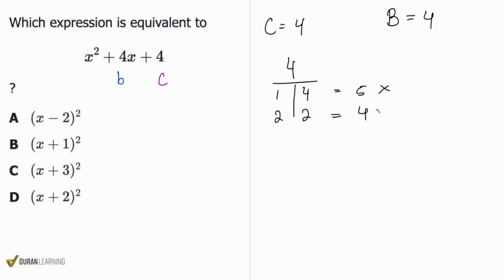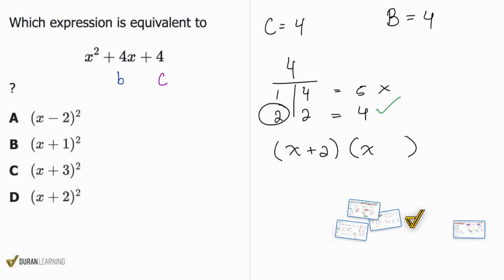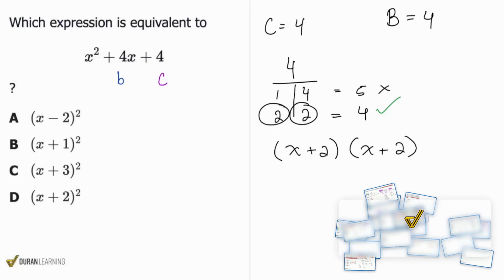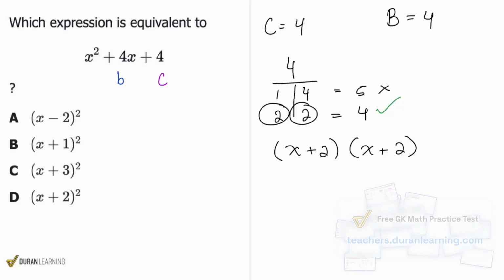And that will work. And so, boom, the solution to this problem is just filling in the parentheses. We have x plus 2 and x plus 2, and that's our answer. But just because we don't see the answer that we wrote doesn't mean that we're wrong. It just means there might be one extra thing that we need to do.